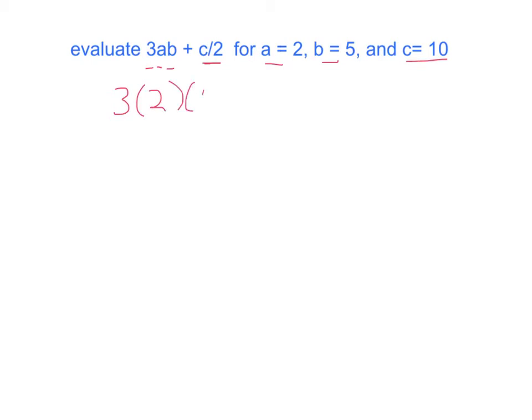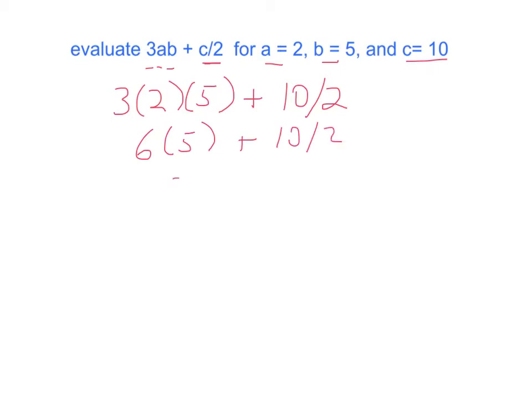times B, which is 5, plus C, which is 10, divided by 2. Now I will use the order of operations and simplify. 3 times 2 is 6. I still have the times 5 plus 10 divided by 2.